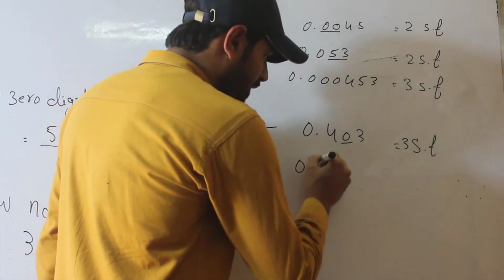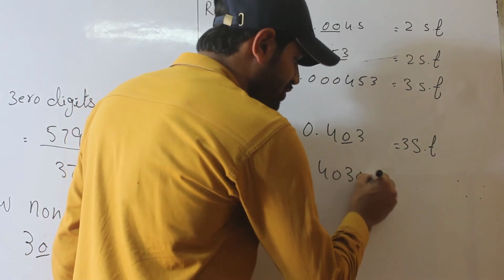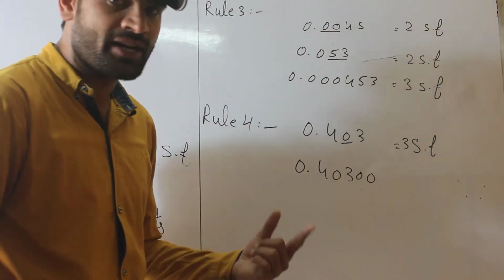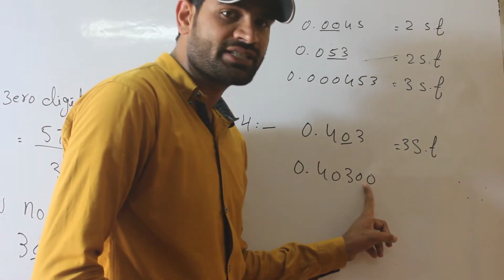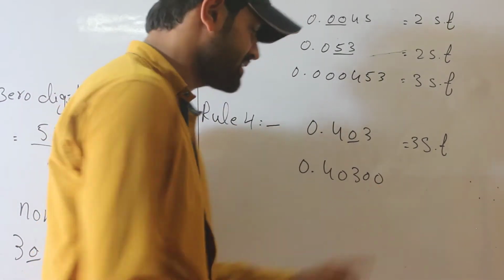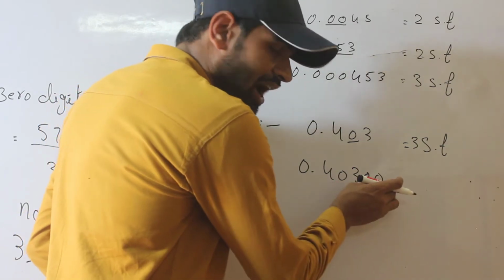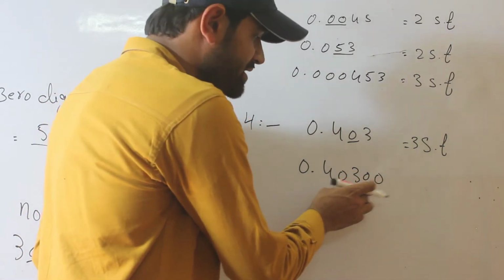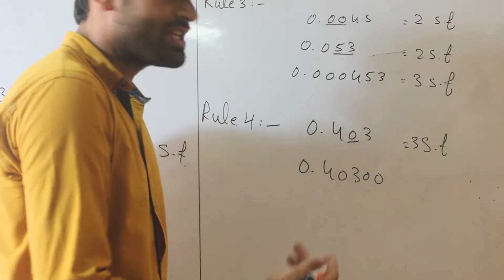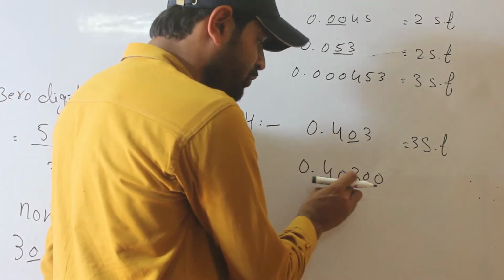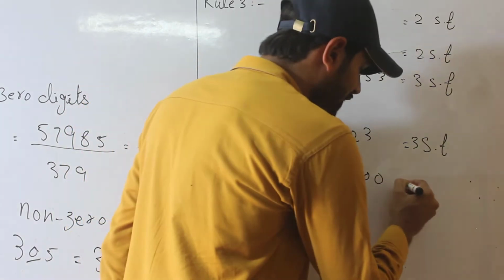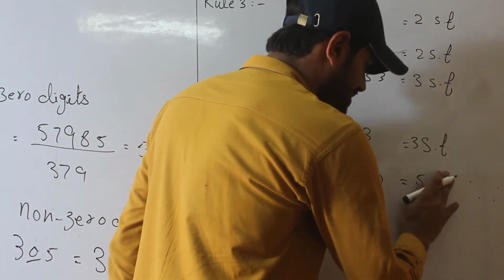Another example, 0.40300. The zeros in a decimal amount which contains the point, after the non-zero digits, are also significant figures. These are non-zeros, and after the non-zero digits the zeros are also significant. So this amount has 5 significant figures: 1, 2, 3, 4 and 5.